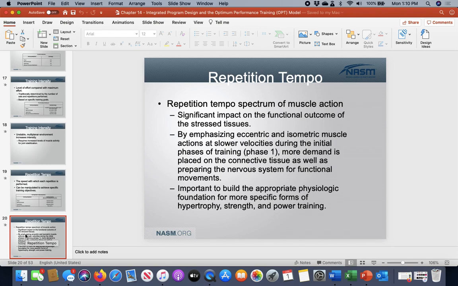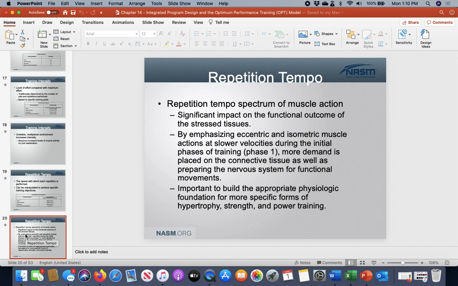So obviously, the slower, the more impact you're going to have on those tissues that are going to be stressed. Slower velocities are going to put more demand on the muscles themselves. So therefore, the weight used or the weight lifted is not going to be as high as it would be if you're trying to do things more explosively.